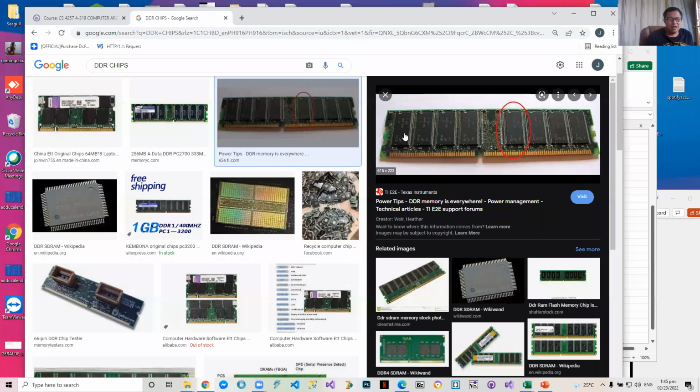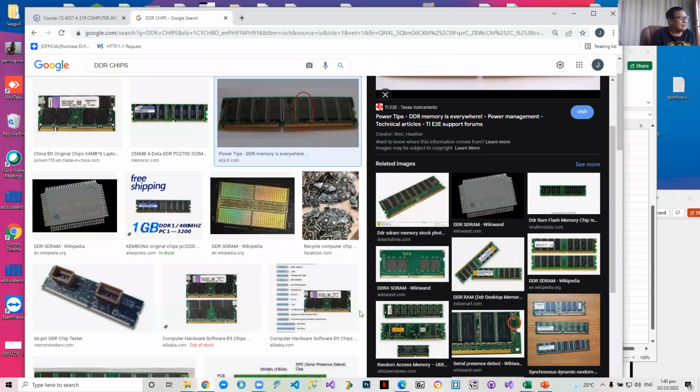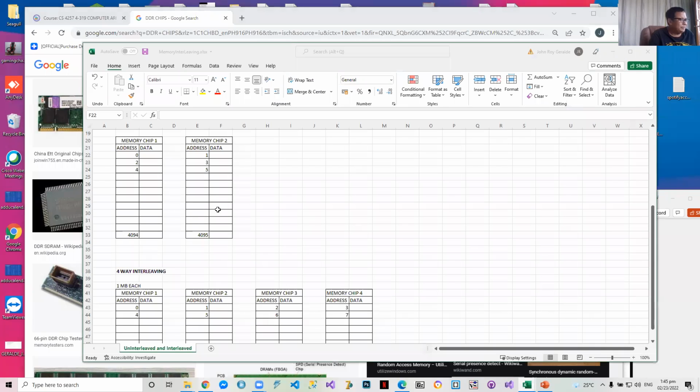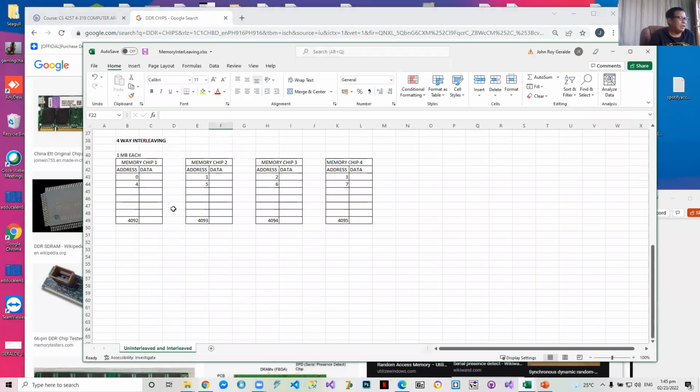Which means that while the first byte is being read, all the rest are also copying or getting their values from memory, because there are 8 different banks which can do simultaneous reading and writing. So in this example, we have a 4-way interleaving where the first address, 0, is in memory bank 1. Address 1 is in chip 2. Address 2 is in chip 3. Address 3 is in chip 4.